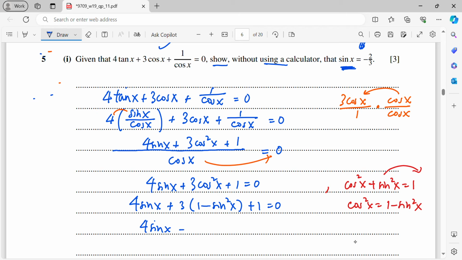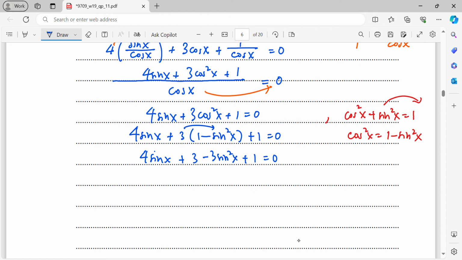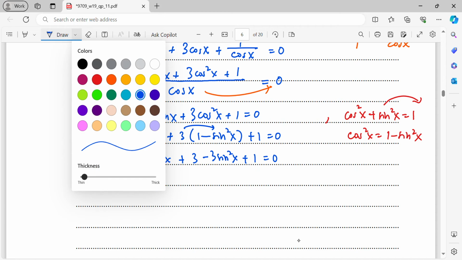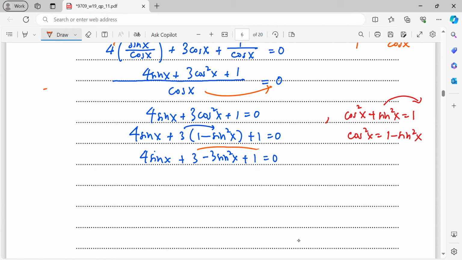4 sine x plus 3 times 1 is 3. Then 3 times minus sine square x, you get negative 3 sine square x. Then plus 1 equals 0. Okay, so I prefer getting the positive coefficient of sine square x. Therefore, I will move all these terms to the other side since this is negative. So when I move, I will be getting positive 3 sine square x. Then the positive 4 sine x moves to the other side and becomes negative 4 sine x. And then the 3 plus 1 is 4. So when you move the 4 to the other side, minus 4.